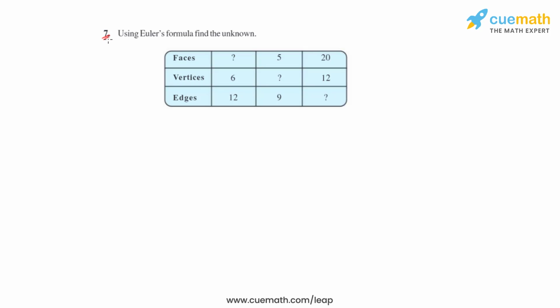In question number 7 of this third exercise, using Euler's formula, we'll have to find the unknown values. As we see in this table, the unknown values are represented by question marks. And so we know that for a polyhedron, Euler's formula is represented by the equation f plus v minus e is equal to 2.